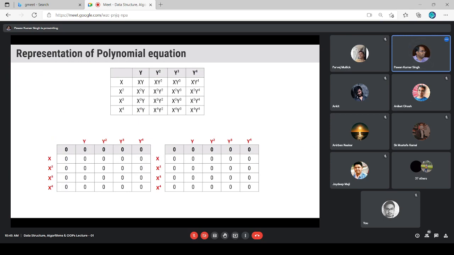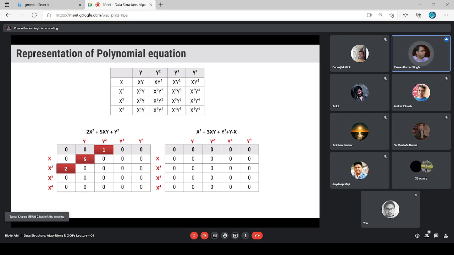See, this is how we can represent the polynomial equation: x square, x cube, x to the 4, y square, y cube, y to the 4. This is how we represent it. See, I have an equation like 2x square plus 5xy plus y square. How would I represent 2x square, 5xy plus y square?